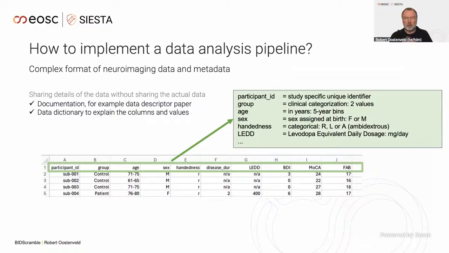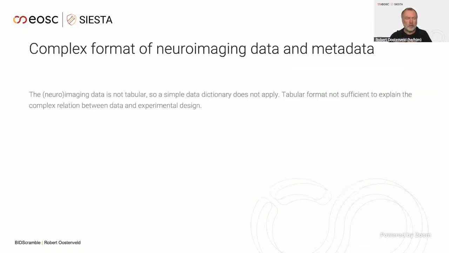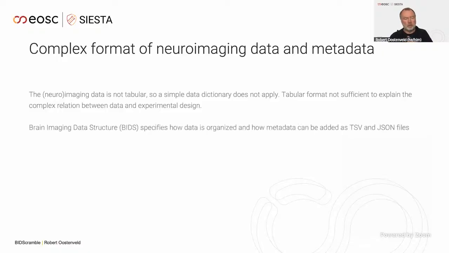So the description of the columns, but also the description of the values that can be used in those columns, is the data dictionary. And that is what Cyril already referred to as a JSON file that accompanies tabular data in a BIDS data set. The neuroimaging data itself is not tabular. That also means that a simple data dictionary cannot really apply to that type of data. And also a tabular format is not sufficient to explain the complex relation between the data and the experimental design. The Brain Imaging Data Structure specifies how data is organized, and it also specifies how metadata can be added as a series of TSV and JSON files.